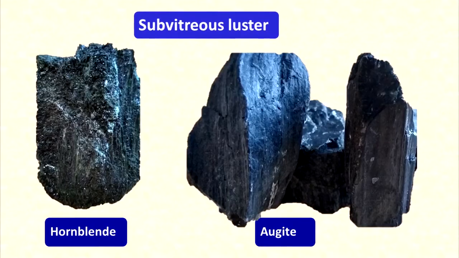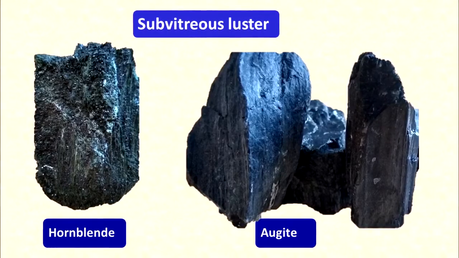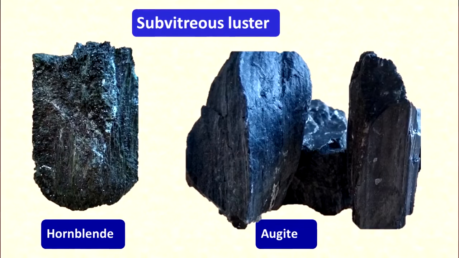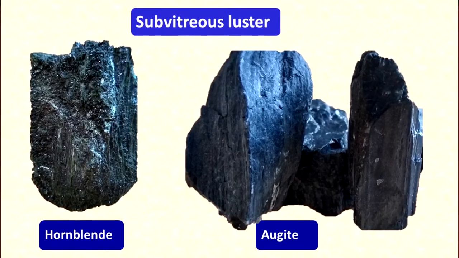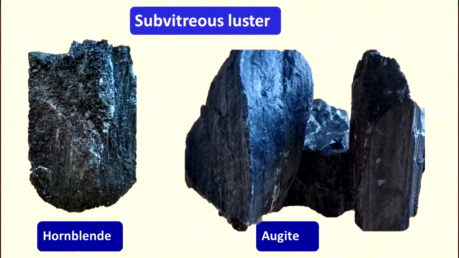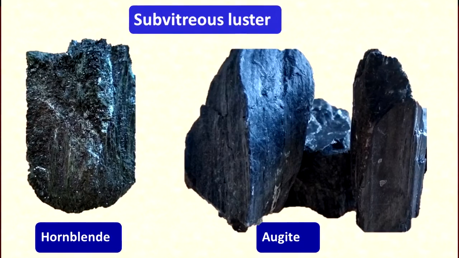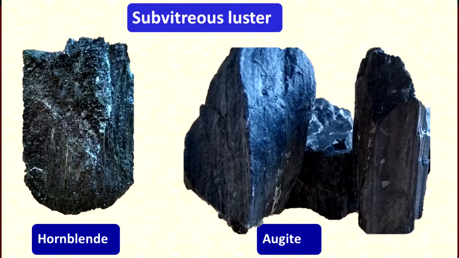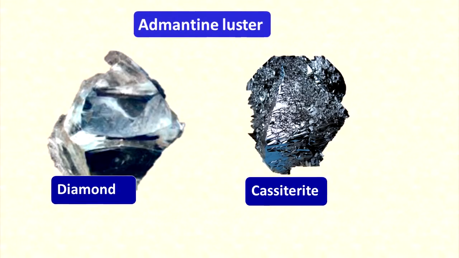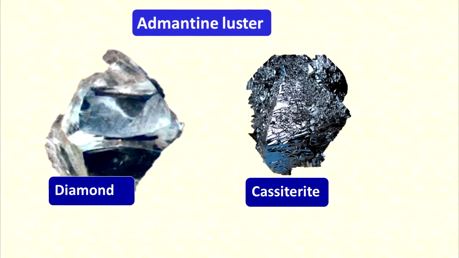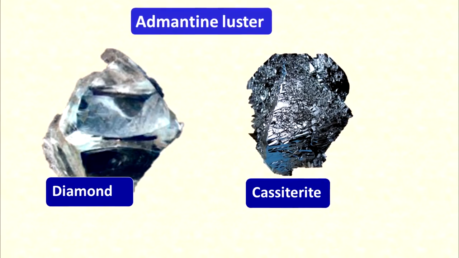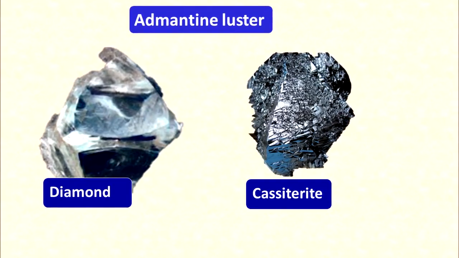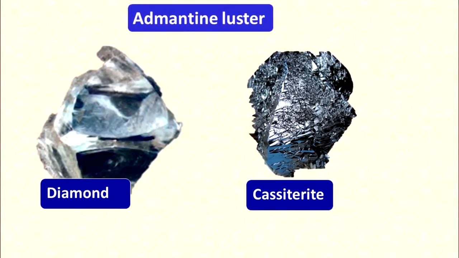Then subvitreous luster. It is not completely vitreous, not very similar to glass, but partly similar to glass. We call it subvitreous luster when it displays a feeble glassy nature. The best examples are hornblende and agate. Adamantine luster is a brilliant, glassy luster. The best examples are diamond, cassiterite and cerussite.